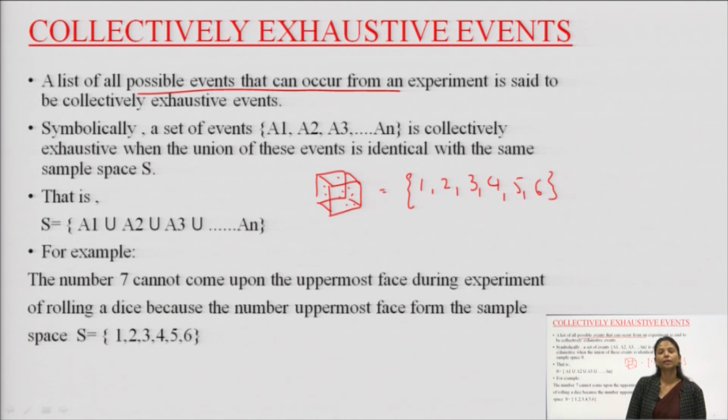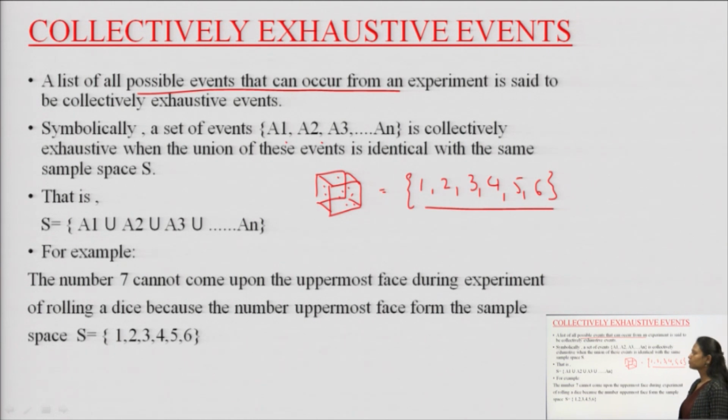collectively exhaustive events. Symbolically, a set of events A1, A2, A3 till AN, as I have shown here, is collectively exhaustive when the union of these events is identical with the sample space S.